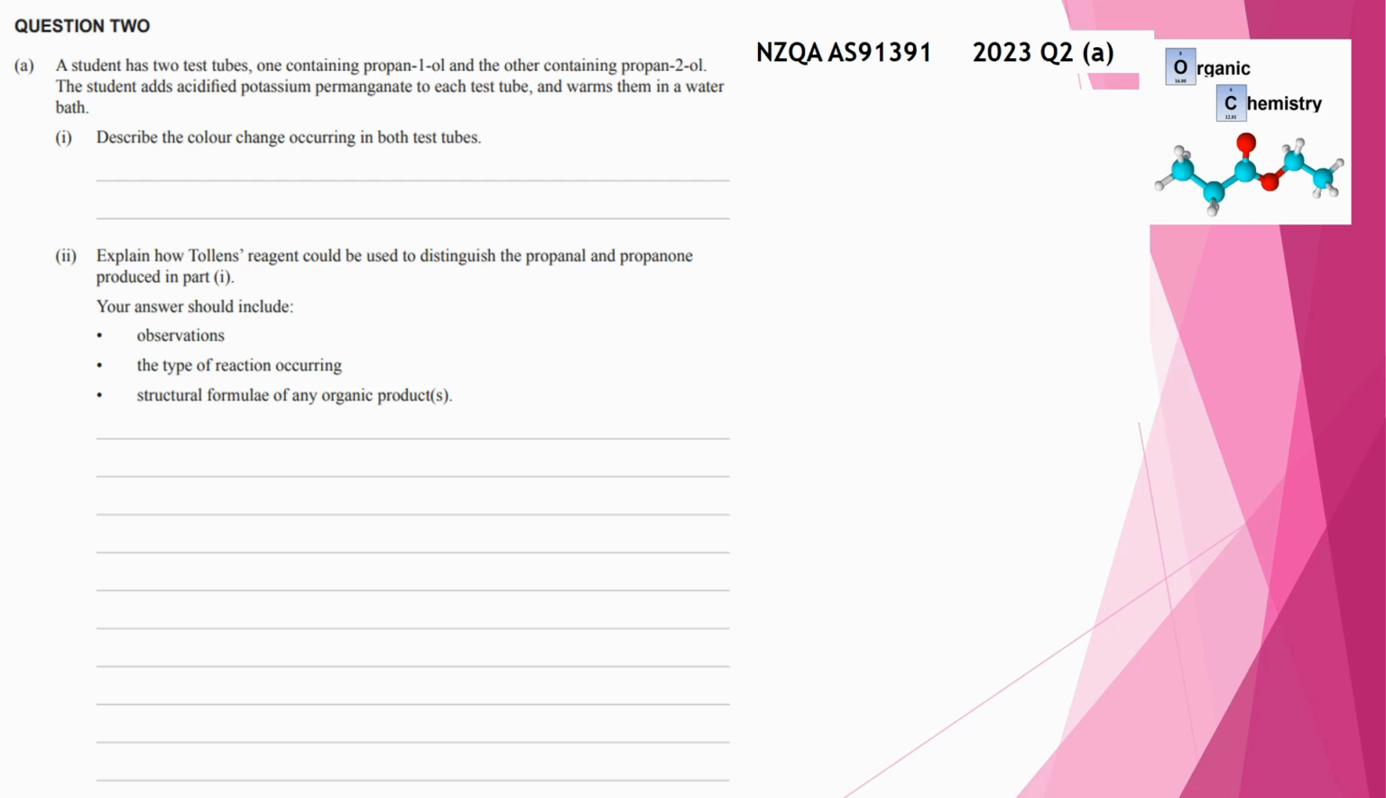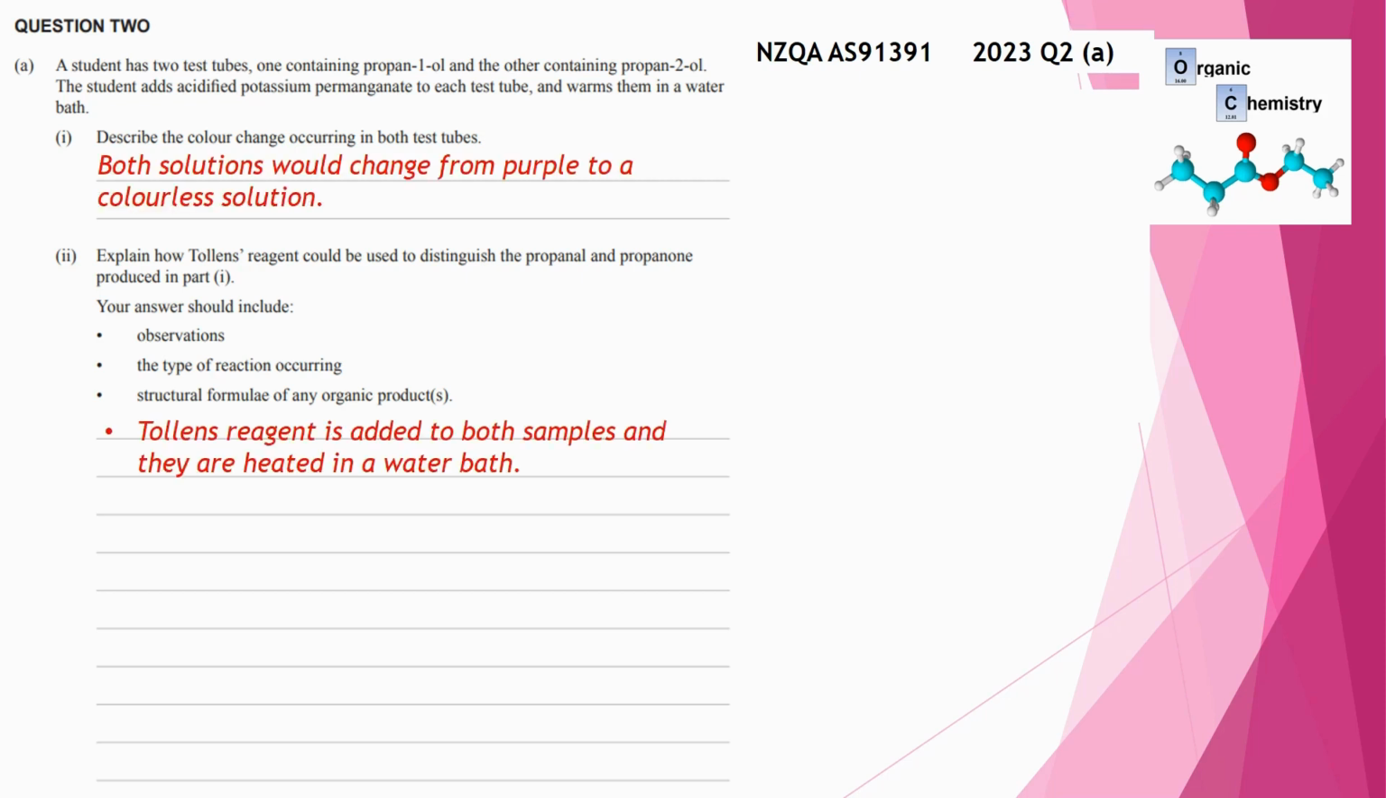When we look at propan-1-ol, it's a primary alcohol, and propan-2-ol is a secondary alcohol, so they're both going to react with our potassium permanganate. So we can just write the following sentence: both solutions would change from a purple to a colorless solution.